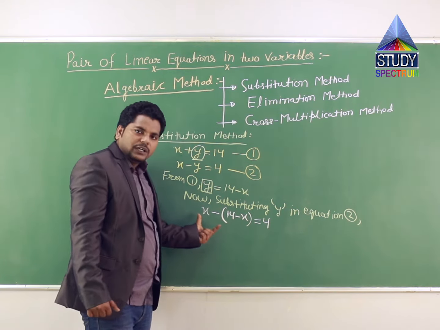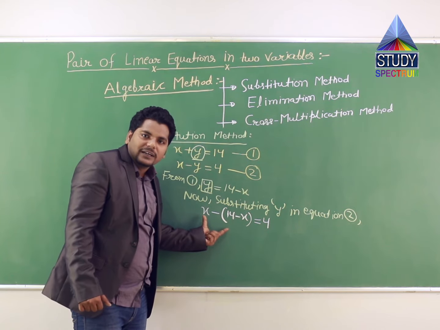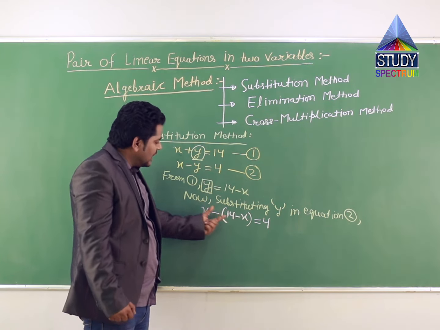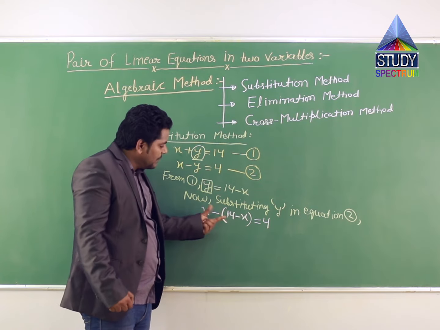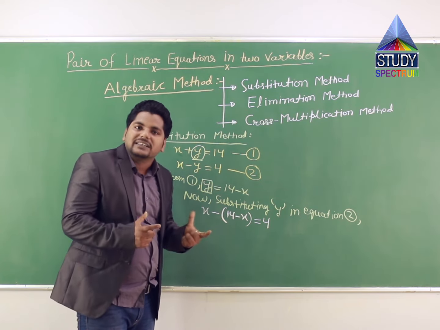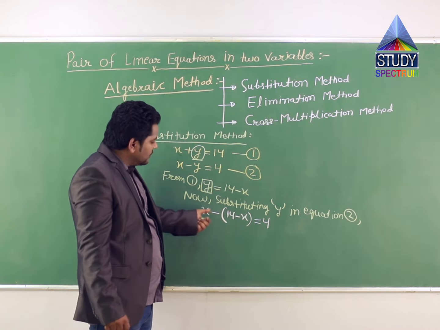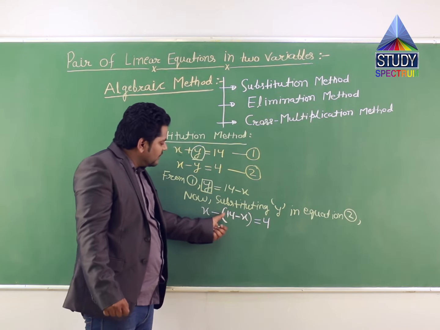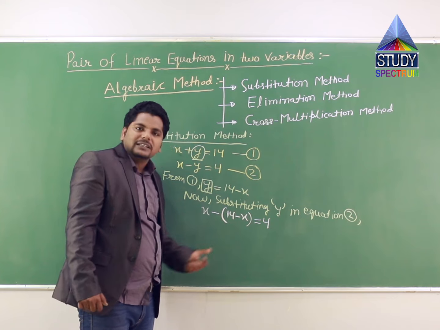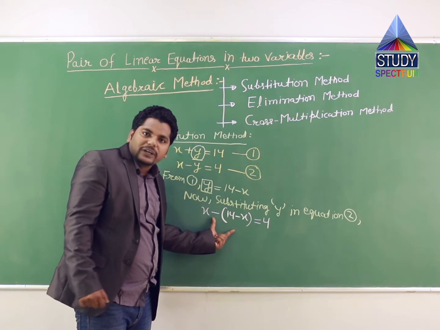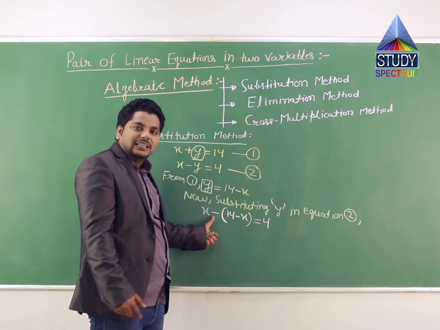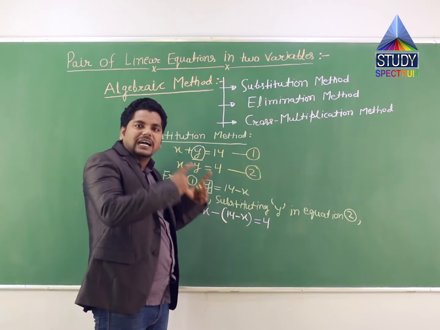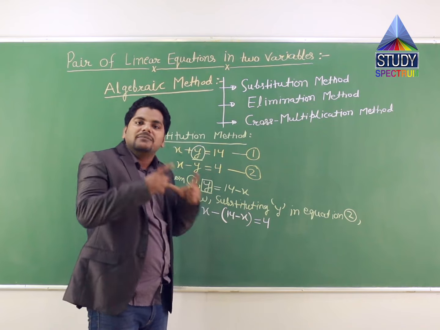Okay. One thing you must be cautious over here, that if you have more than one term after minus sign, then you have to put those terms in bracket. If you just take minus 14 minus x without bracket, then it will be wrong. So you have terms more than one after minus sign, so you have to keep those terms in bracket.